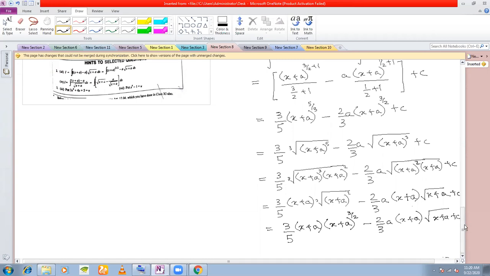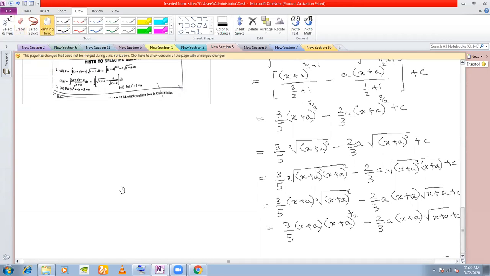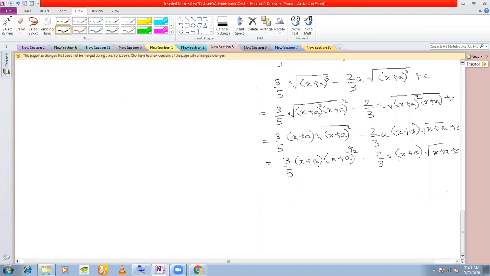In fact, what I see here is that although I have broken this up as x plus a into x plus a, if I write this as x plus a to the power of 3 by 2, I can take x plus a to the power of 3 by 2 common. So what I do is I again change this to 3/5 x plus a to the power of 3 by 2 minus 2/3 a x plus a to the power of 3 by 2 plus c. Now from these two I can take x plus a to the power of 3 by 2 common.